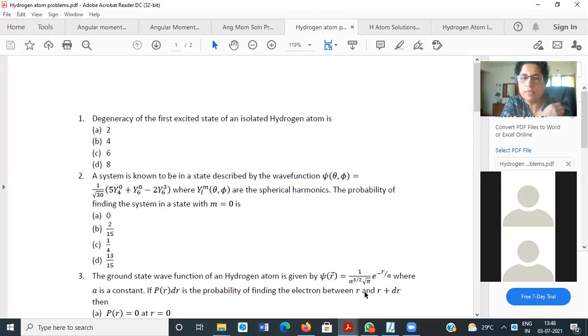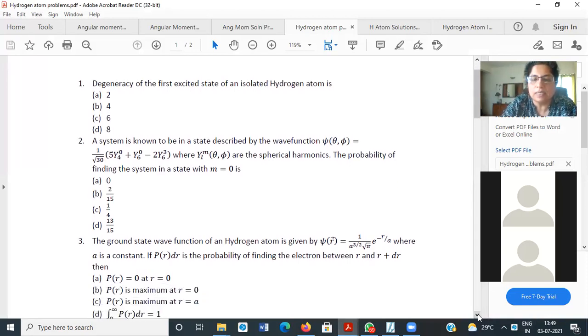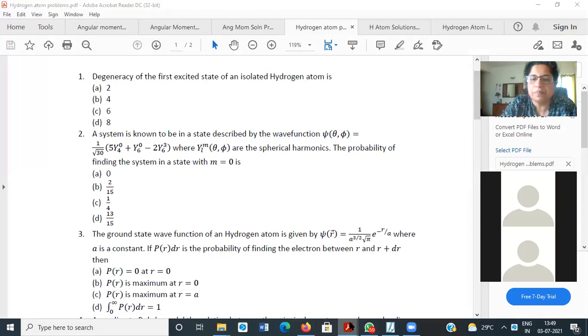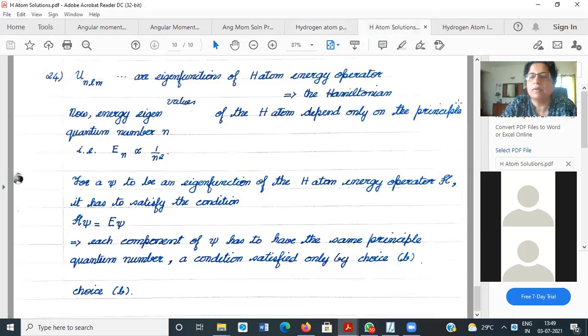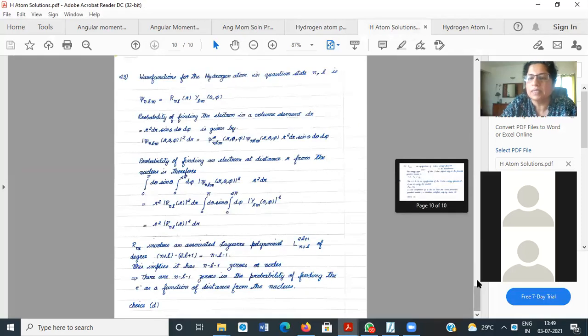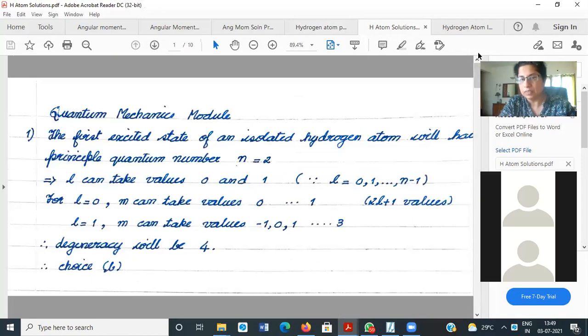What does it say? What is the degeneracy of the first excited state of an isolated hydrogen atom? All right. So this is the very first question that has been asked. I have the solutions over here. Let me just go right at the top. Is everybody able to see my handwritten stuff now? Yes, ma'am. Okay. So this is going to be a fairly trivial problem. It's a matter of just looking at it.